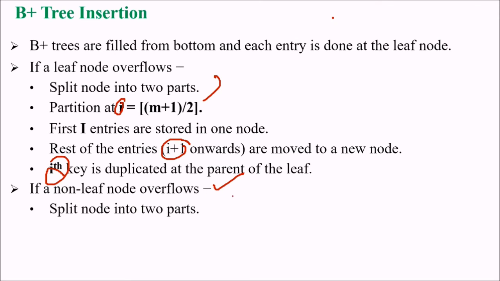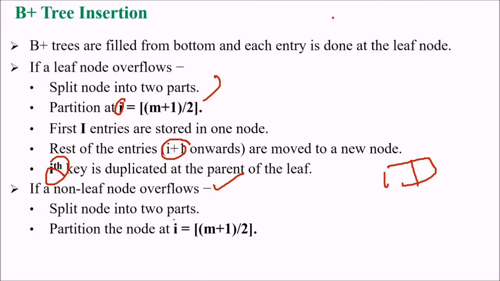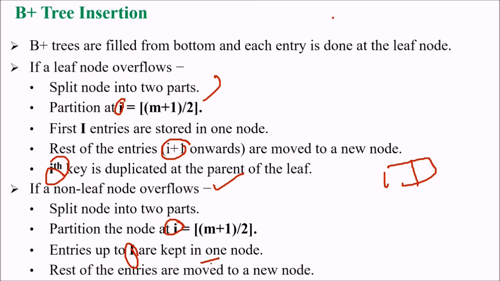If a non-leaf node overflows, what happens here? The node is split into two parts, and the partition is again at i equal to (n plus 1) by 2. The entries up to i are kept in one node and the rest are moved to the new node.